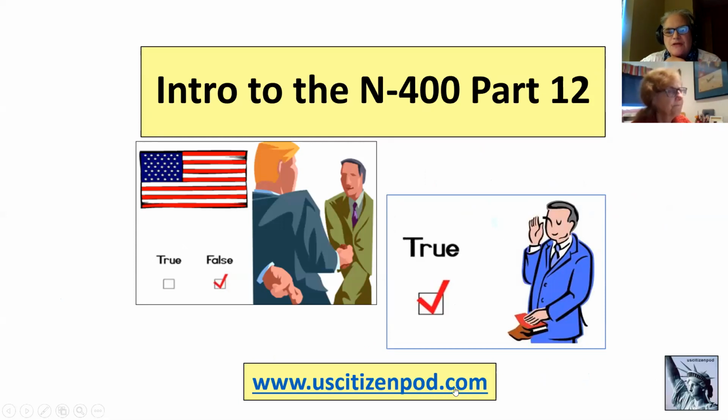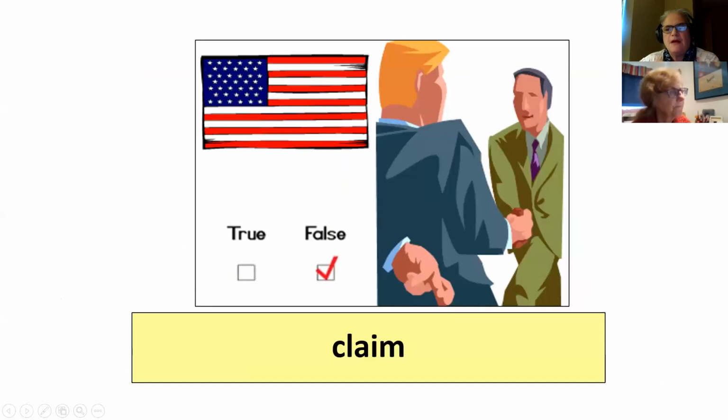So, introduction to the N400 Part 12. This one: have you ever claimed to be a U.S. citizen? No, I haven't. I want you to notice how the guy has his fingers crossed, indicating that he's not going to tell the truth. And that's the issue with claiming, that you say something that's not true. And the flag is up there because they're asking you whether you ever claimed or said that you were a U.S. citizen when you weren't.